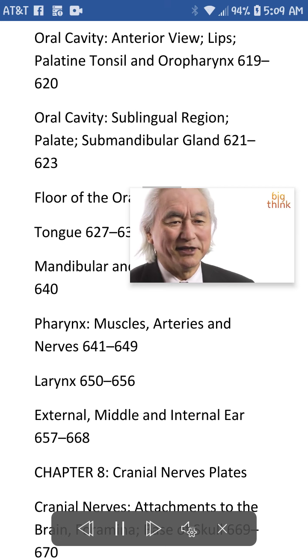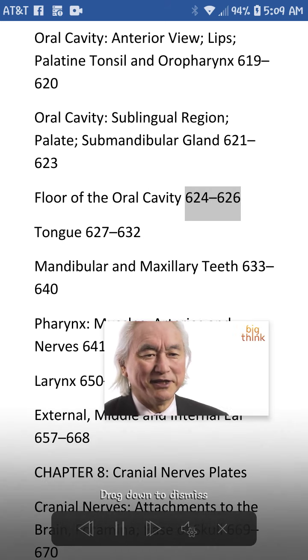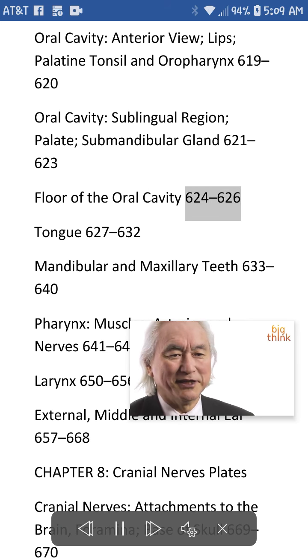Floor of the oral cavity, 624 to 626. Tongue, 627 to 632. Mandibular and maxillary teeth, 633 to 640.